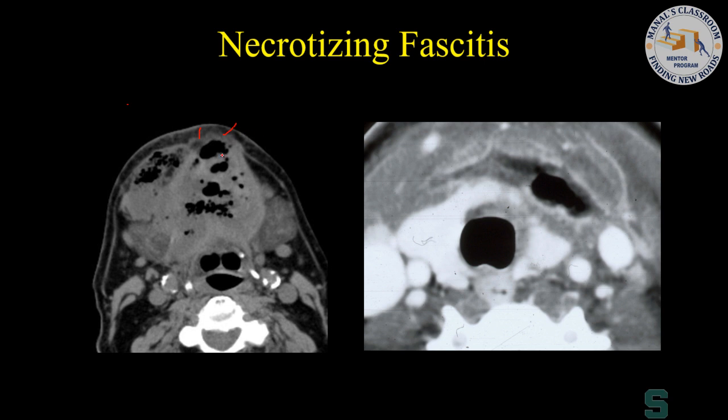So how do we make the diagnosis? The reason is because of the air. In this case, it's involving the tongue. It's extending along the fascial planes. And another example here. Everyone see the air extending along this plane? So the way that we make the diagnosis of necrotizing fasciitis as a radiologist is that we see a patient that comes in with a very, very severe infection, and when we look at the CT scan, there's air.